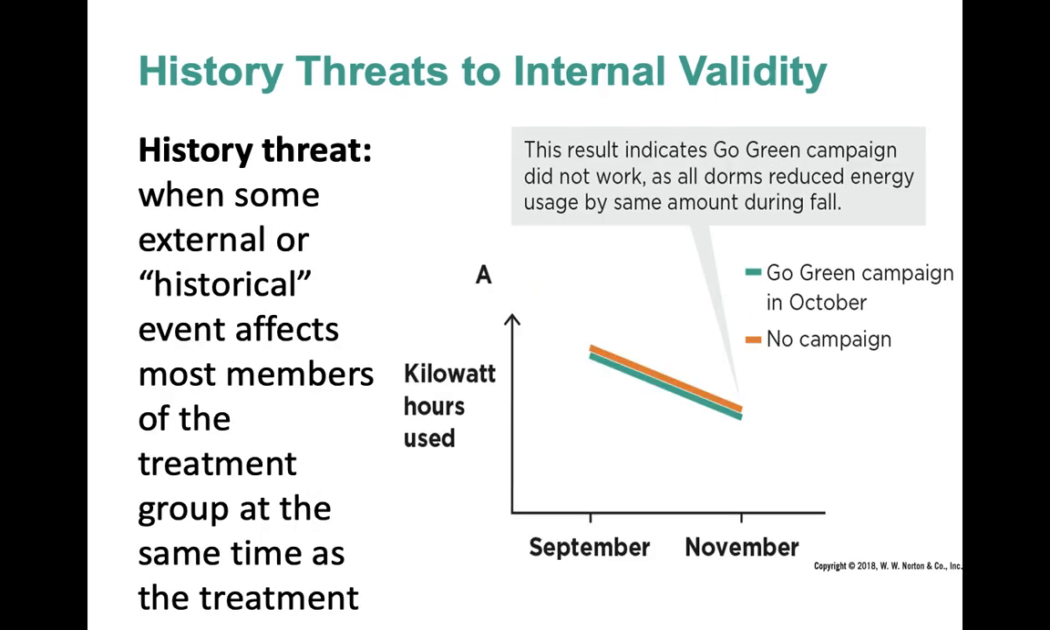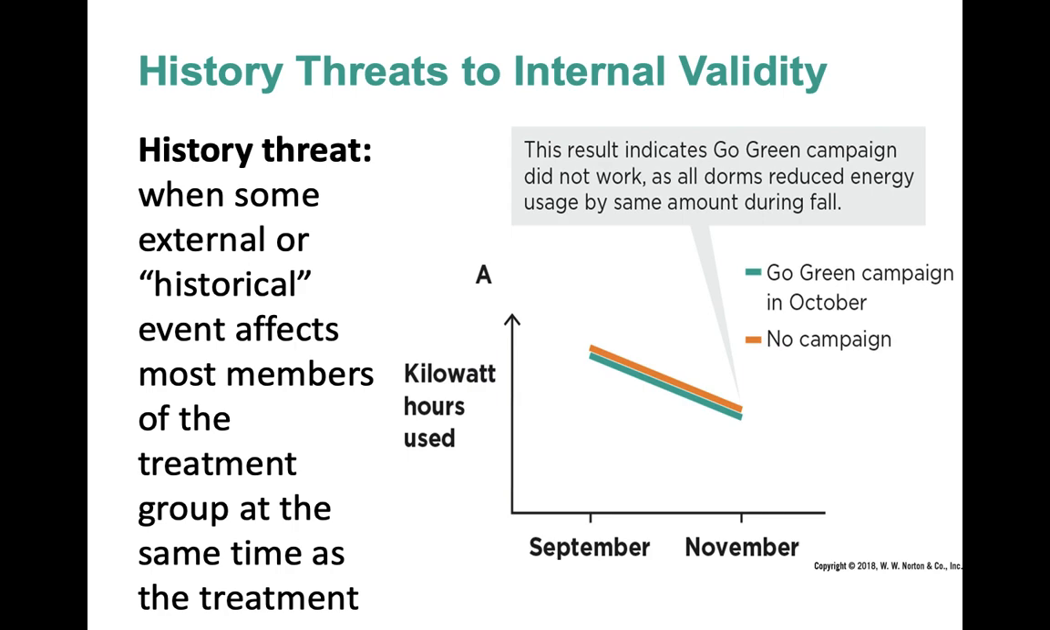All right, so next threat is a history threat. A history threat results when some external or historical event affects most members of a treatment group at the same time that the treatment is going on. And so therefore it's unclear whether the change in our dependent variable is a result of the treatment or this historical event.